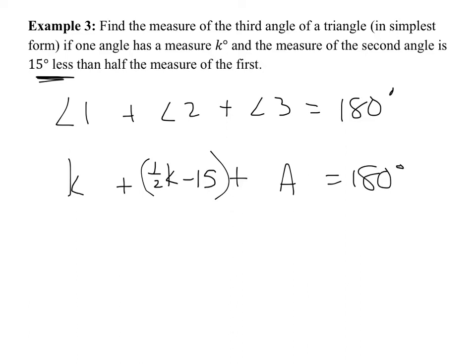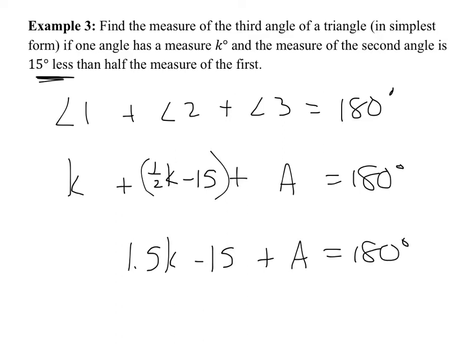So see how yesterday we solved for variables in terms of other variables? We're doing that again here. Okay, so we combine like terms and move things over. So let's take a look. K plus a half a K is 1.5K. Minus 15 still. Plus A equals 180.